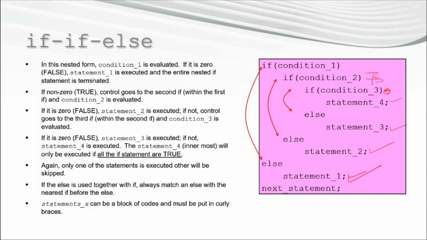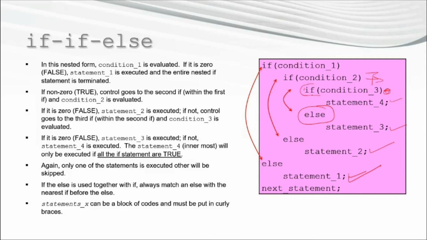So if if and if else are used together, always match an else with the nearest if before the else. That is, if and else should be matched together. This is an if, here is an if, and this is an else. So these two, if and else, will be combined together. The if will be combined with the nearest else if no other if is available within that if. So that is this one.